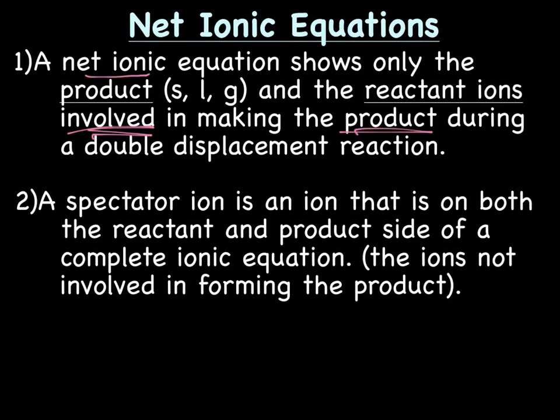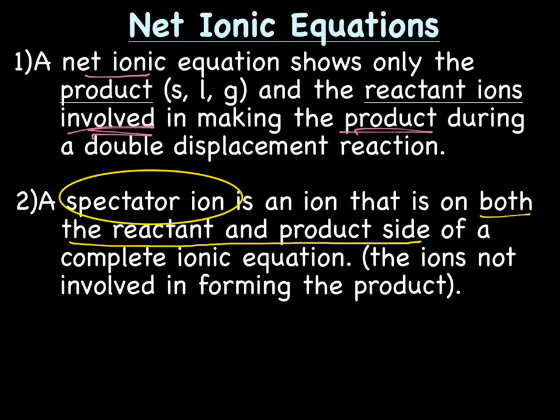Okay? And then we've got this term, which is going to be important in a moment, a spectator ion. A spectator ion is an ion that is on both the reactant and product side of a complete ionic equation. So basically, it's the ions that are not involved in forming the product. Okay? That's going to be important in a few moments.